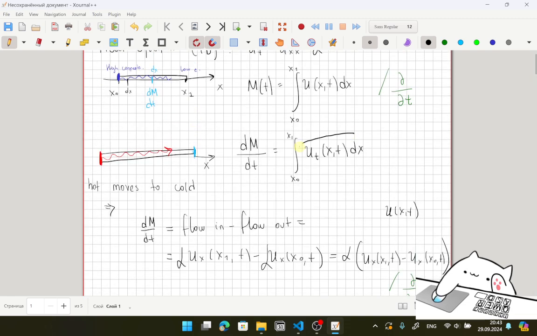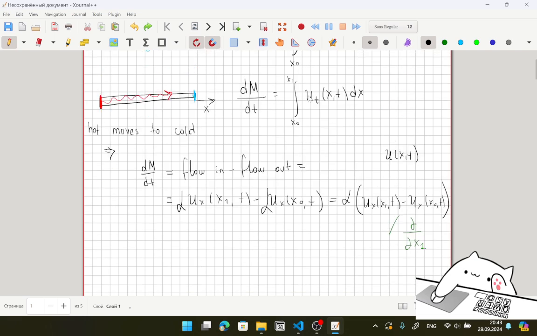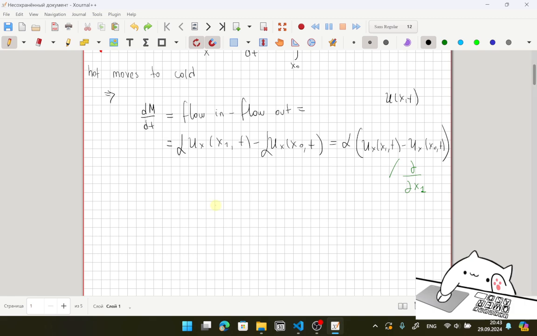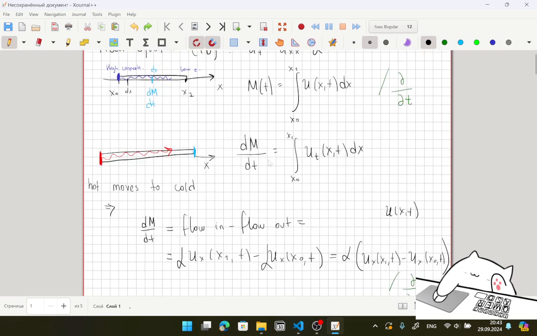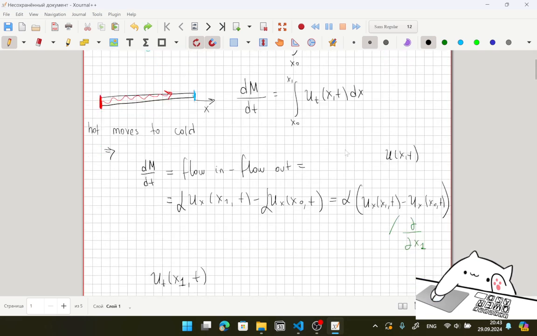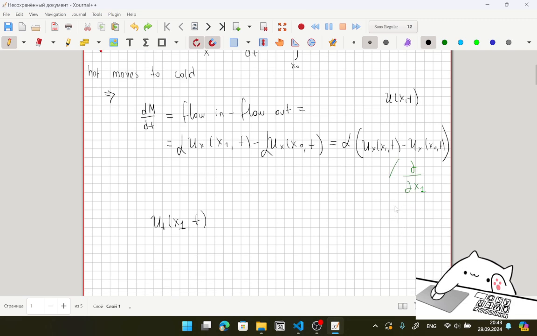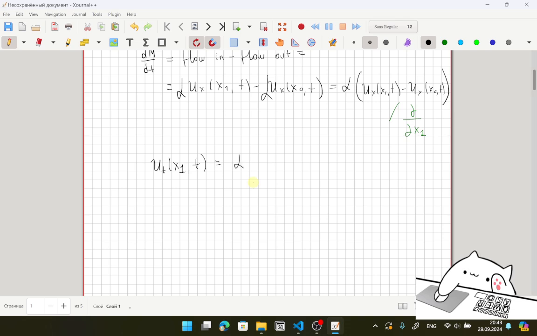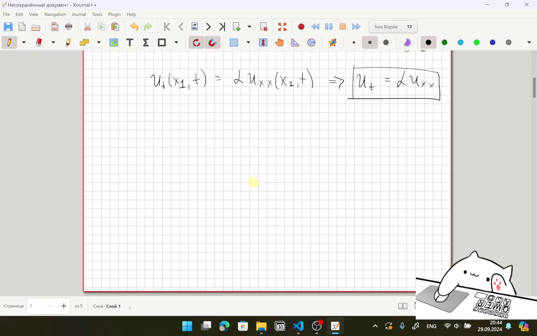Since my dm/dt is equal to this equation, I'm taking its partial derivative by x1, and I get the next formulation. Since I'm taking the partial derivative by x1, my x0 will disappear, and since my derivative is taken by dx, this is also dx, integration is cancelled by derivation, equal to alpha u. This part also cancels because it depends on this 0, x1, t, or in other words, I get u_t equal to alpha u_xx. And here we have derived our equation.